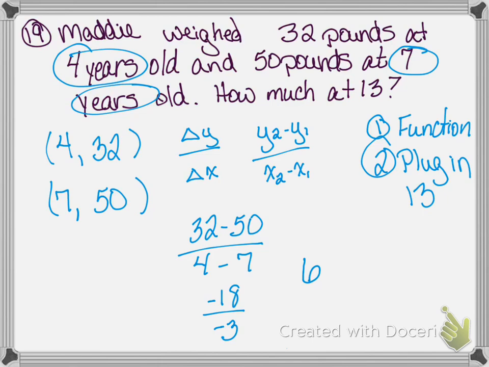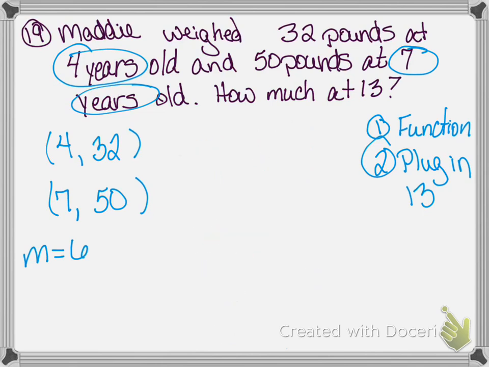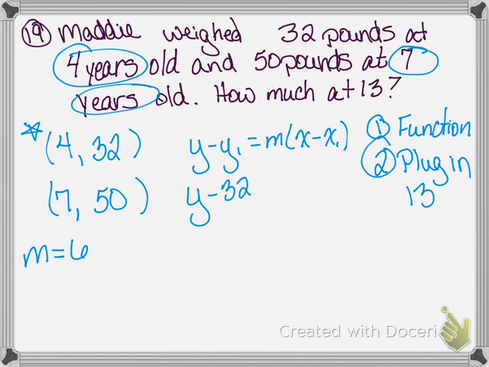Okay? Now I'm going to have to erase some of that to get to the next part. Now that I've found my slope, what I'm going to do next is plug my slope and either point, it doesn't matter which point we use, into point slope form of the line. I'm going to go ahead and use my first point right here. So I have y minus 32 equals 6 times x minus 4.